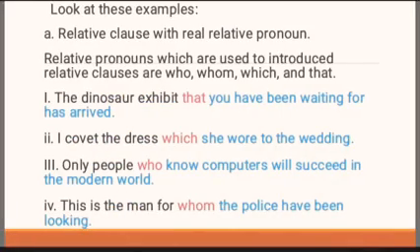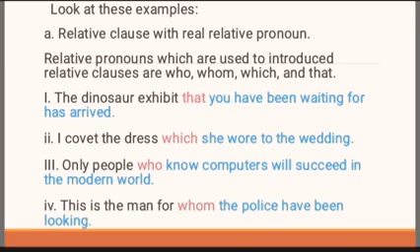Now look at this example. Relative clause with a real relative pronoun. The relative pronouns which are used to introduce relative clauses are who, whom, which, and that. You can see from that example that all those relative pronouns are written in red, while the whole relative clause is in blue.